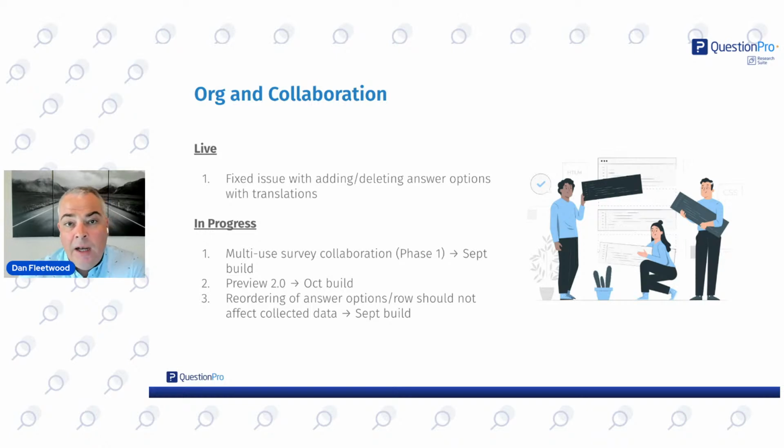And then the reordering of answer options or rows should not affect collected data. This is something that we're working on for the September build. More information will be coming out on this one as well, but it just allows for greater flexibility when data has already been collected and you maybe need to reorder some of those answer options. So again, just trying to make things more efficient and improve the functionality for our users.